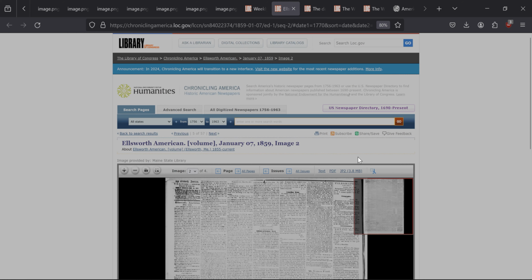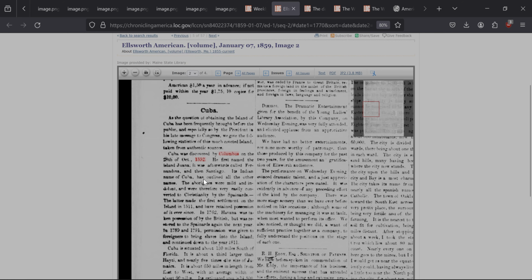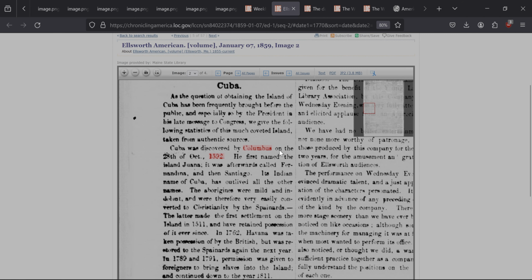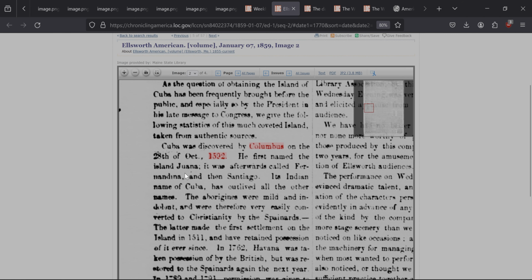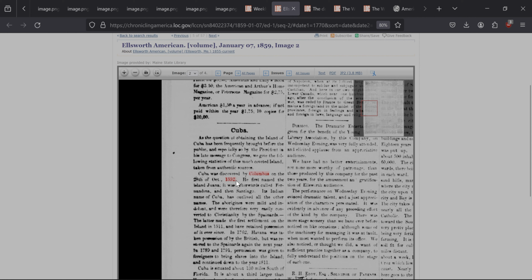Another newspaper from 1859. Down here we see Cuba. Cuba was discovered by Columbus on the 28th of October 1592. He first named the island Juana. It was afterwards called Fernandina, and then Santiago. Cuba, discovered by Columbus, 28th of October 1592.